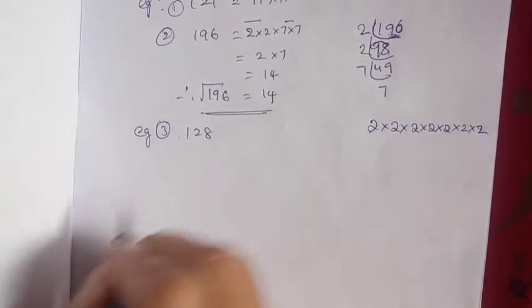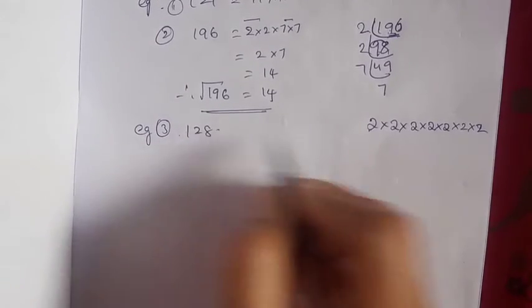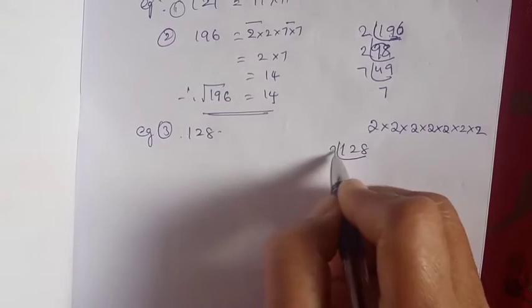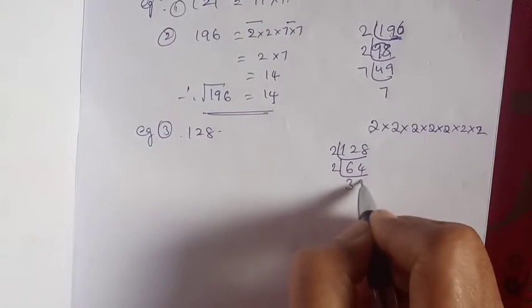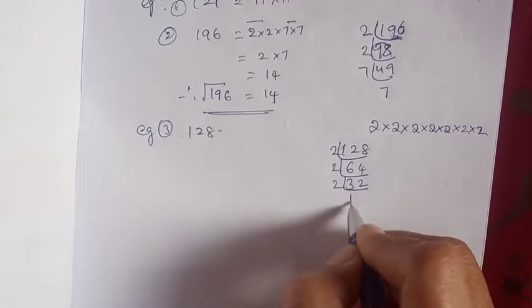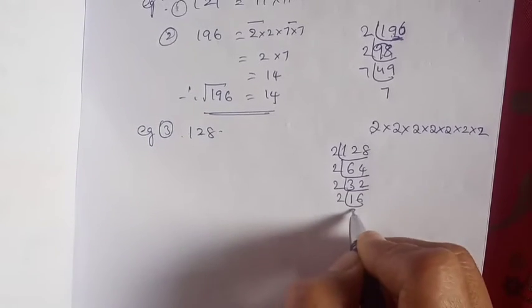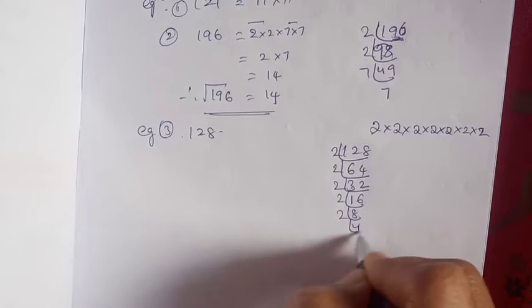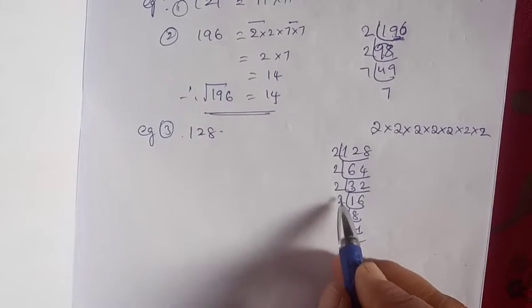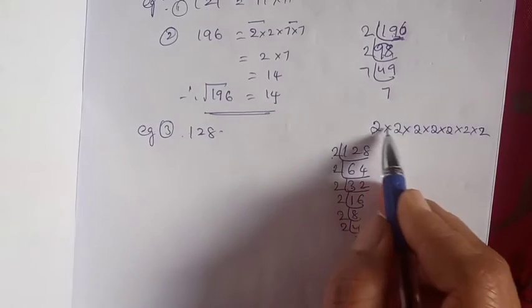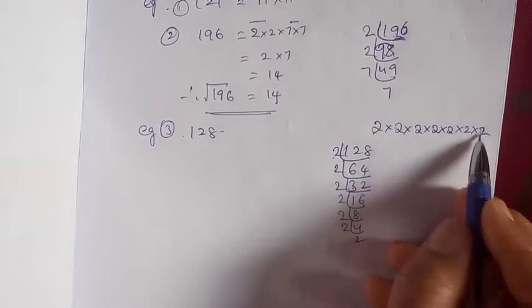So here, one more example we will take. 128. You divide 128 by 2. 2 6s are 12, 2 4s are 8, 2 3s are 6, 2 2s are 4, 2 1s are 2. 1 2 3 4 5 6 7.